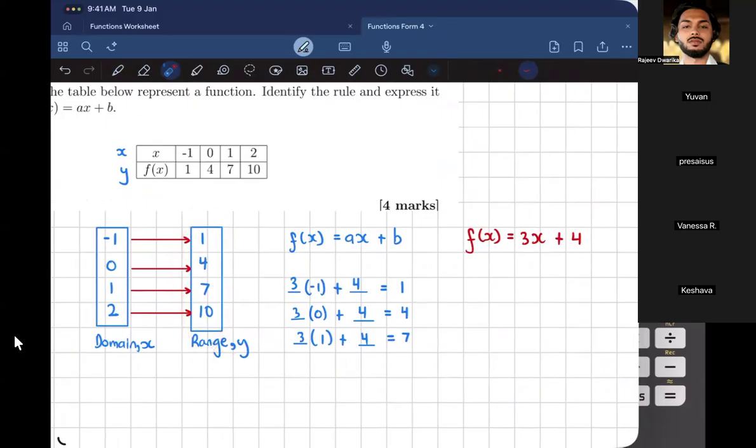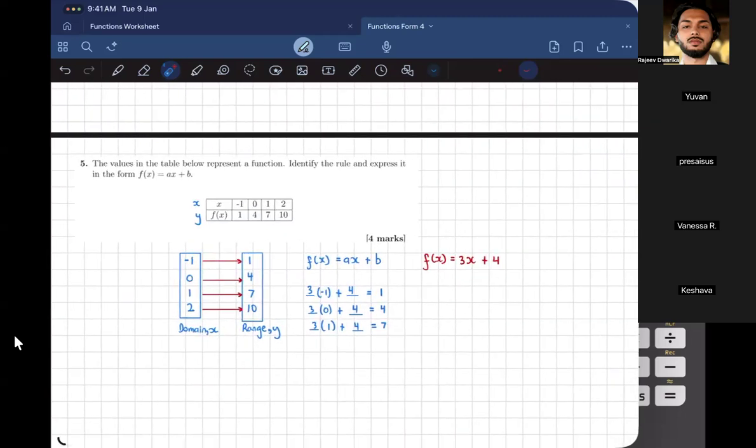Keshava, are you confused by that? No, sir. So you actually understand now. Yes, sir. Okay, good. All right, let's move on.